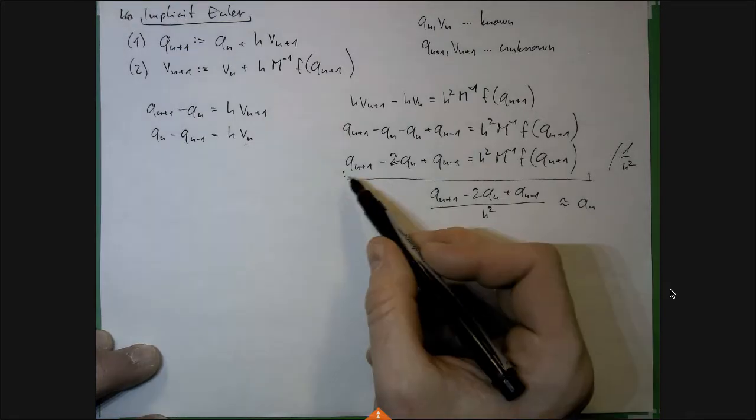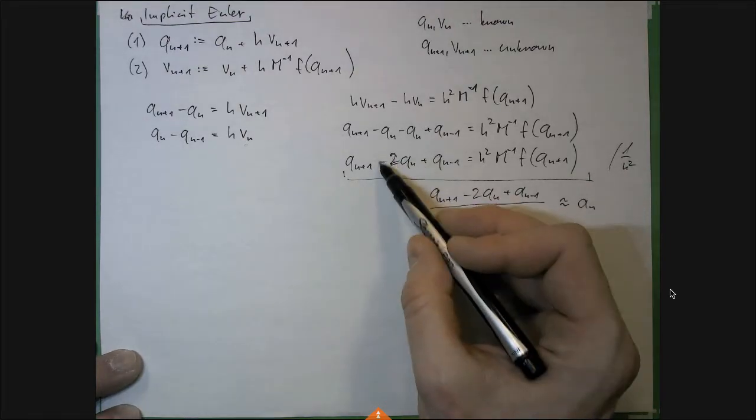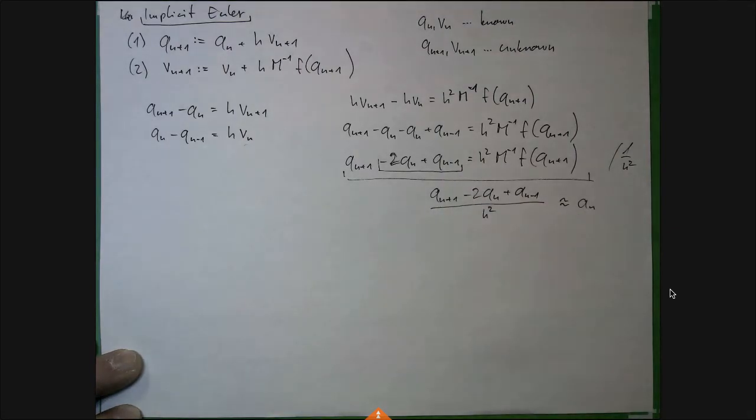Because what I'm going to do first, I'm going to change the notation a little bit. So first, let's realize that these guys we already know. The Qn and Qn minus 1, that's already known, right? Those are the previous, that's what we already computed, okay?